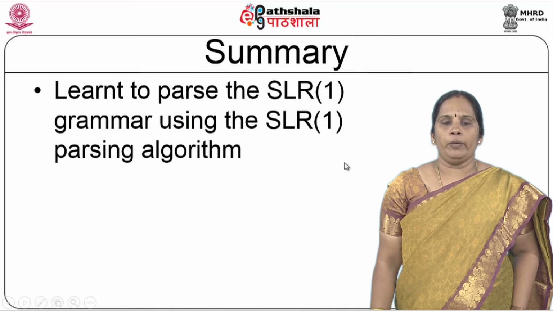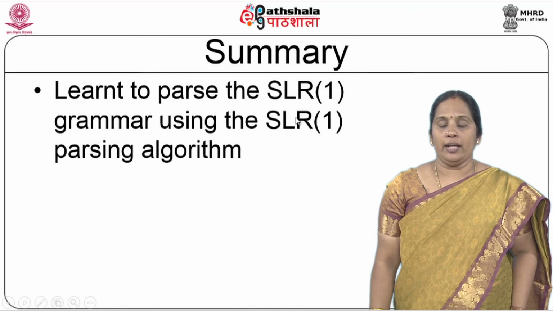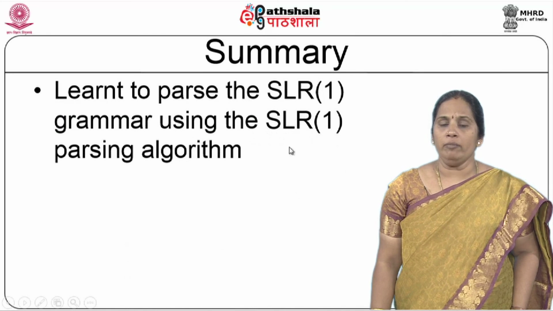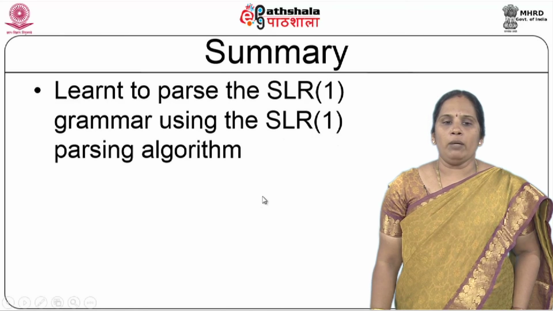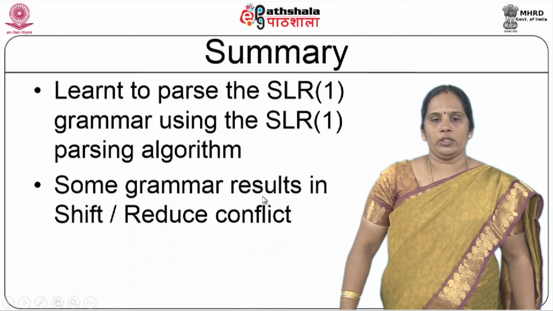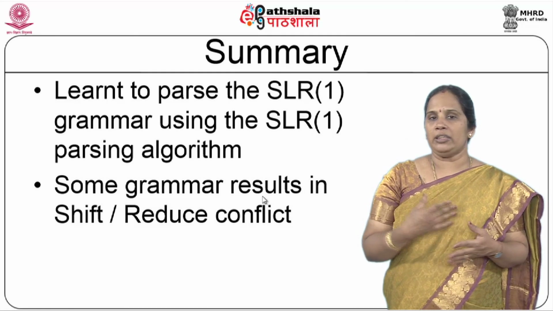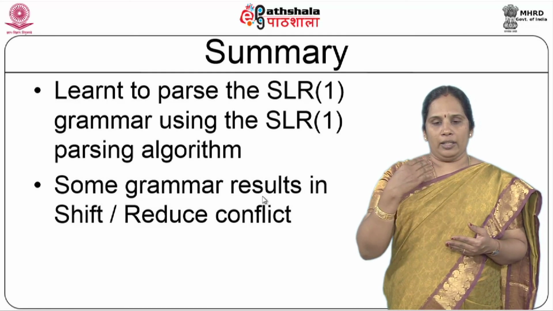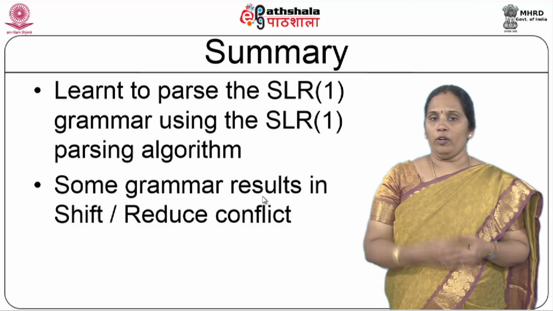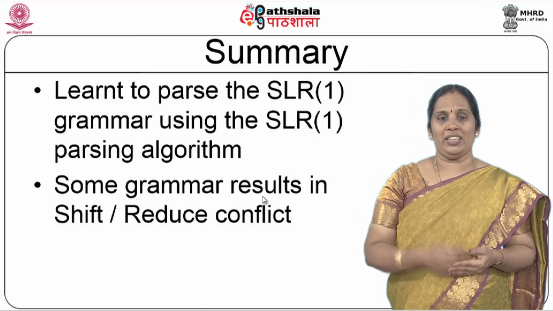So, to summarize this module, we learned to parse the SLR of 1 parser grammar using the SLR of 1 parsing algorithm, and some grammar results in a shift reduce conflict. The grammar can be unambiguous, but the parser cannot handle it because of the shift reduce conflict, because the SLR of 1 parser uses the follow information. The follow information is not sufficient to handle some grammar. So, therefore, that is a conflict. That is what we have basically seen in this particular module. So, thank you.